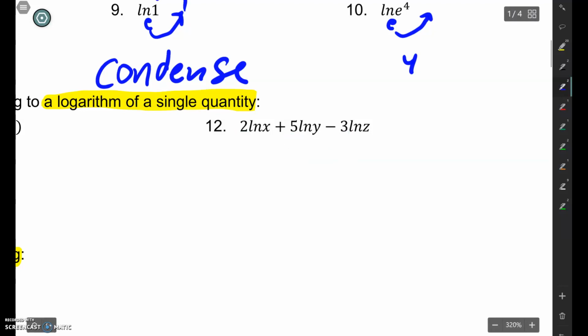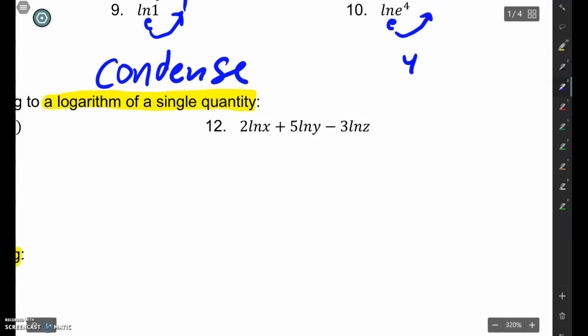The power rule tells us when you have a number in front of a logarithm that's multiplying, it can actually become the exponent. So I'm going to use that rule. I also see a plus sign, and I know that that is going to be the product rule. If you see two logarithms with a plus sign in between them, that can be written as one log with a product where it's multiplied. And then the subtraction here is going to create a division aspect to it.